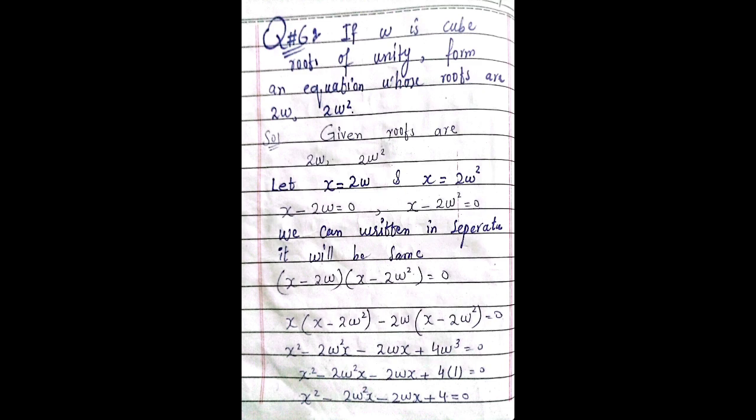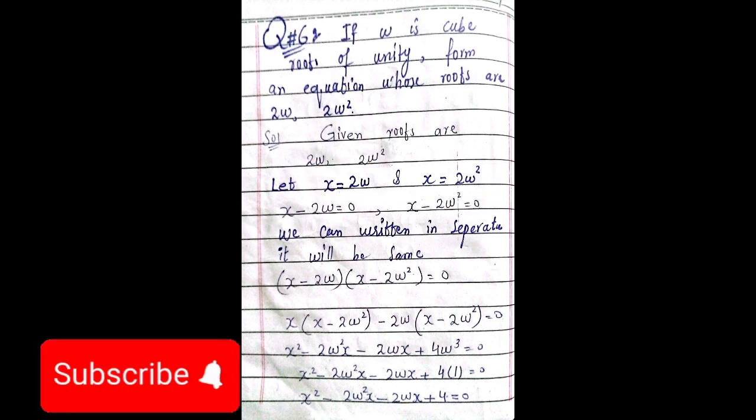In mathematics, cube roots of unity are the solutions to the equation omega cube is equal to 1. Step 2. The given roots are 2 omega and 2 omega square. Now, we need a quadratic equation with these roots.